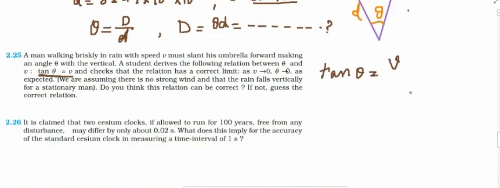This equation is not dimensionally correct because tan theta has no dimension, but velocity V has dimensions. So you remember in those problems which we have seen in the chapter on one-dimensional motion, tan theta is equal to V divided by V dash we have to take, where V dash is the velocity of the rain. So now this formula will be correct. V by V dash, both speed divided by speed, becomes dimensionless and the equation becomes correct.